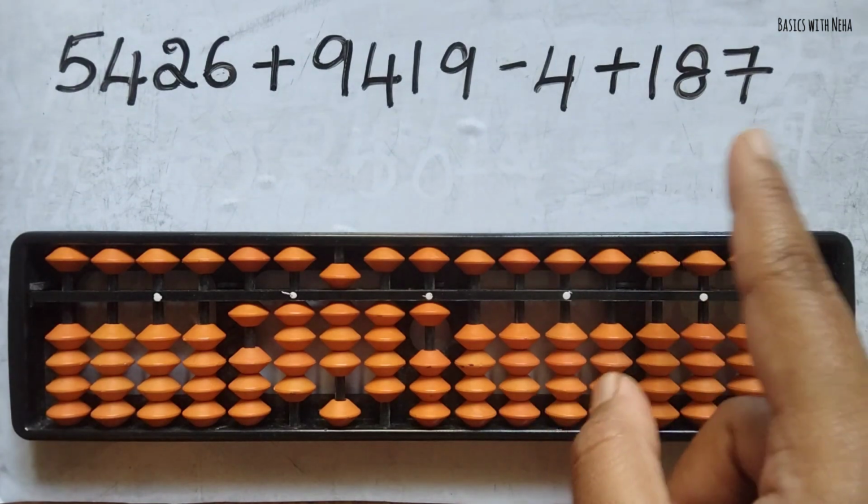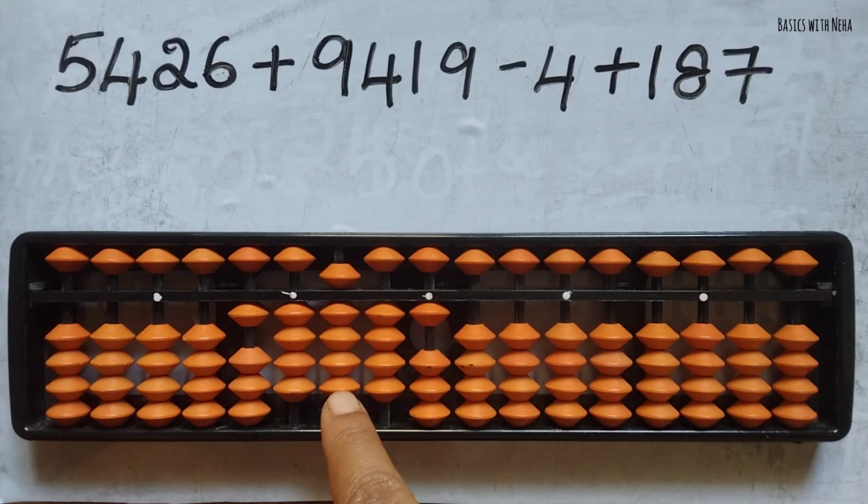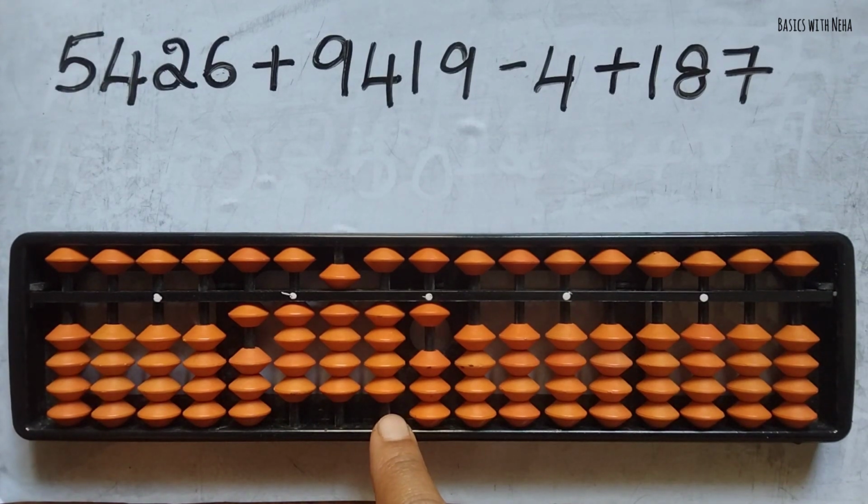Now add 187. So we have to start from here. To add 100, it is direct, we can do it directly. To add 80, we have to use the big friends formula because the beads are not available. The big friends formula for plus 8 is plus 10 minus 2.